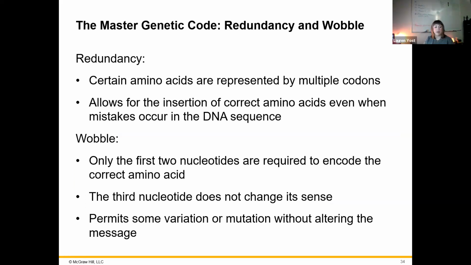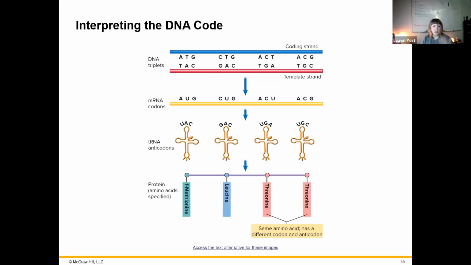So that's why that redundancy is there. Only the first two nucleotides are the more important ones, right? The third one doesn't change most of its sense, and sense is the actual amino acid product that's coming out in the end. So it permits variation due to mutation. That's one way that organisms are able to protect themselves from mutation and the detrimental effects of mutation.